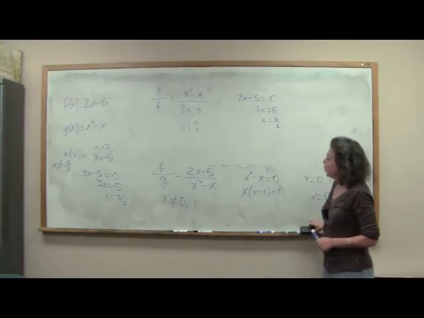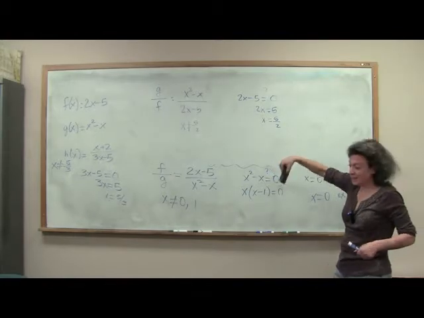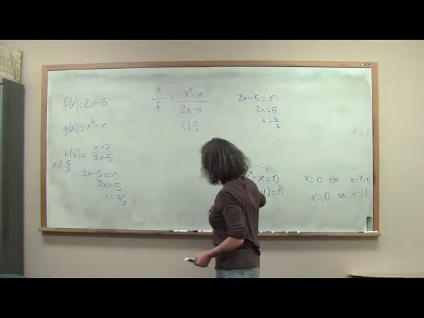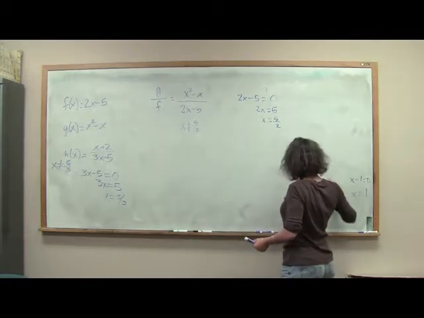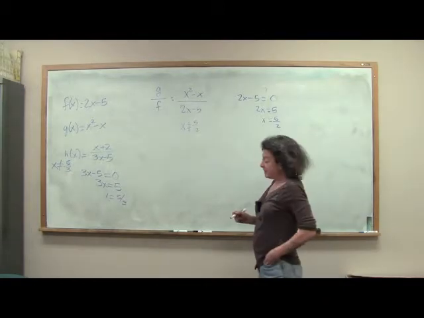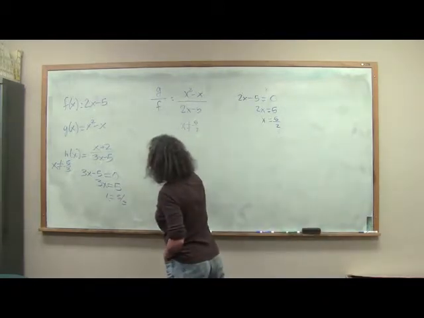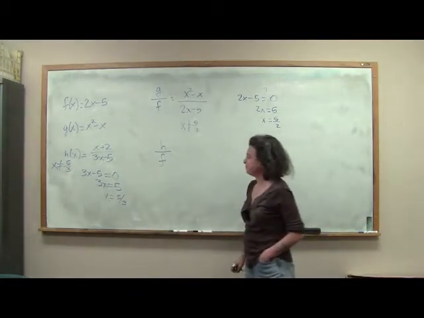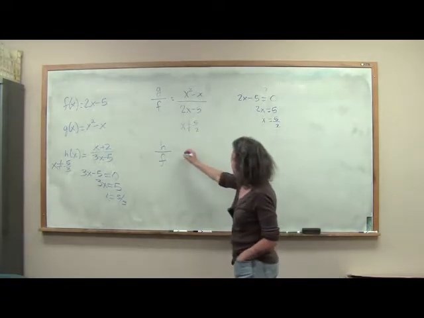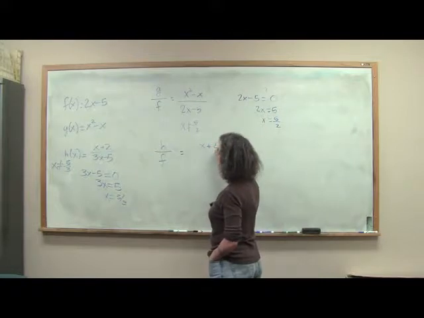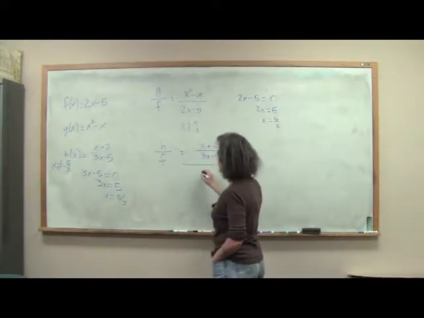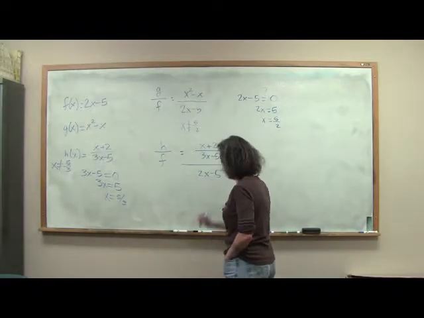Okay, one more of these divisions. These are the most involved, which is why I'm spending the most time on them. Okay, let us compute h over f. Well, h is x plus 2 over 3x minus 5, and then we're dividing that by 2x minus 5.